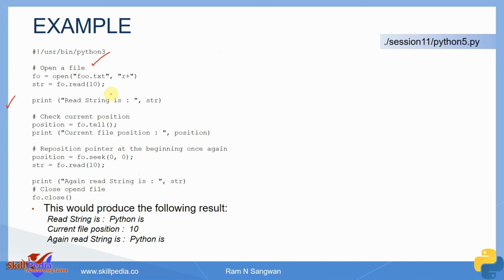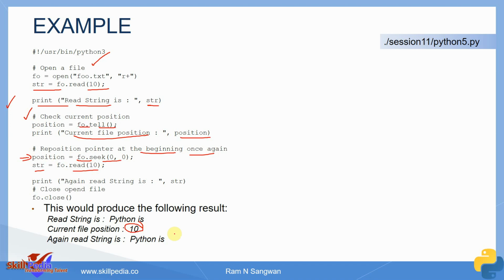Open the file, read 10 bytes, reading the read string is str, check the current position, and that will tell you fo.tell, and you see this output here because we are printing this. Then reposition the pointer at the beginning once again. Position is fo.seek(0), and then again read.